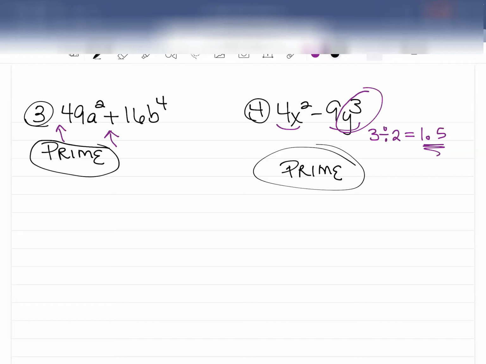Just to be fully transparent, sometimes these problems aren't necessarily prime. It's just that we don't know any other technique, so we're writing prime.